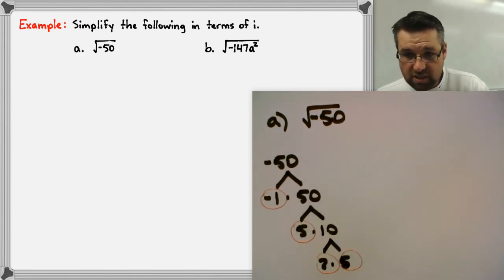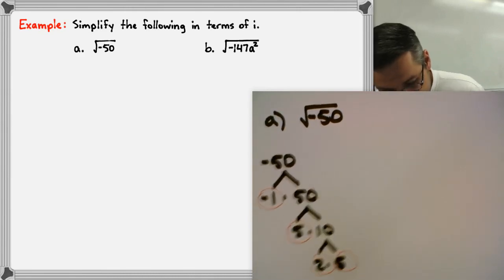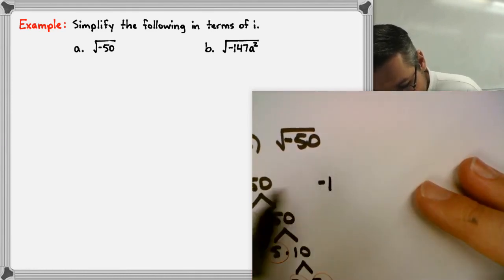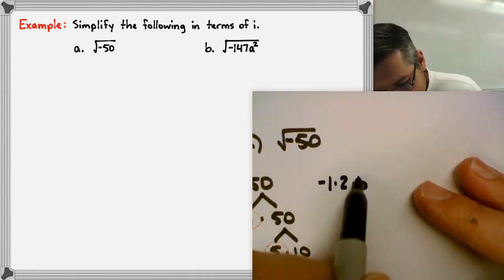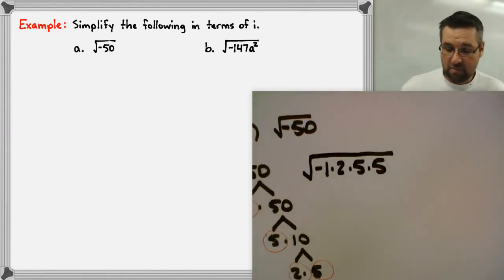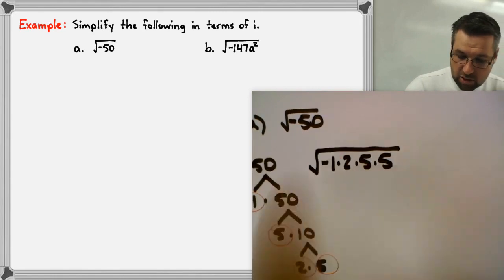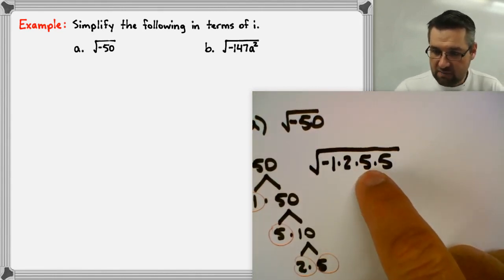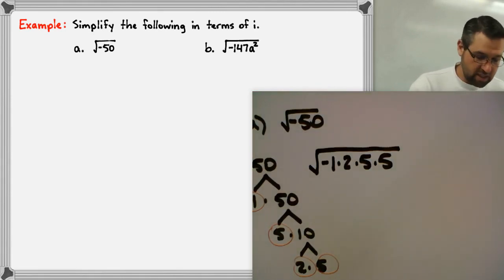So we're going to approach this the same way as we did before. The square root of -50 can be rewritten as the square root of -1 times 2 times 5 times 5. Okay, so that's the same thing. And we check our work. We multiply that out to make sure we get -50. -1 times 2 is -2. Times 5 is -10. Times 5 is -50. So we know we did it right.